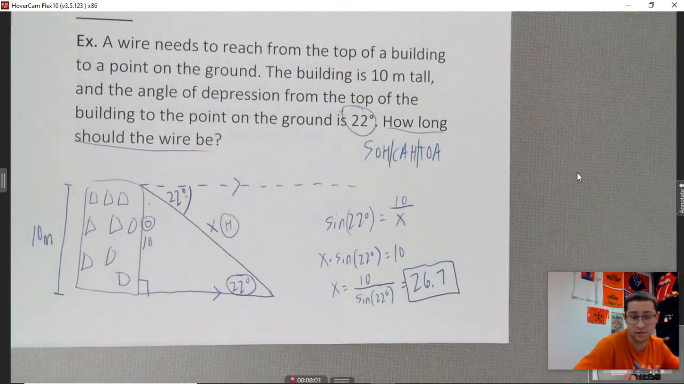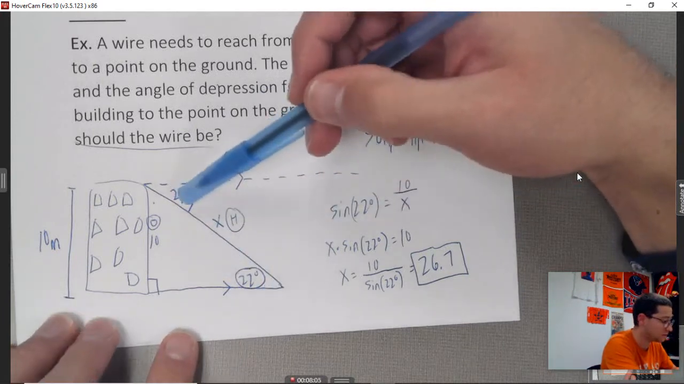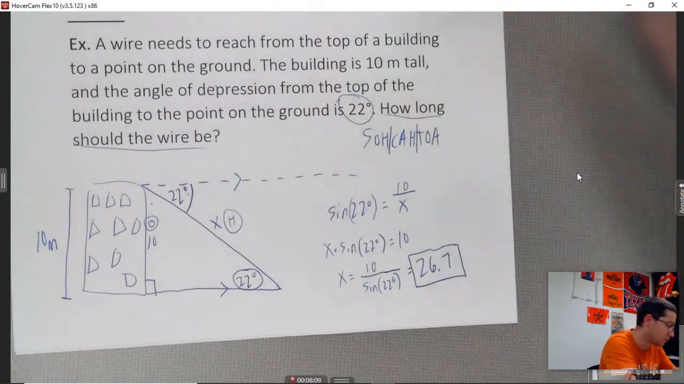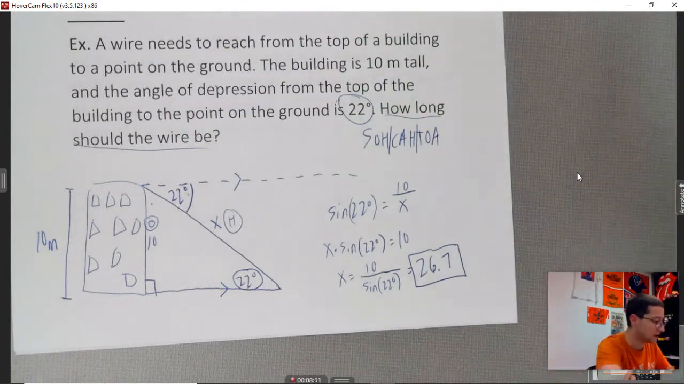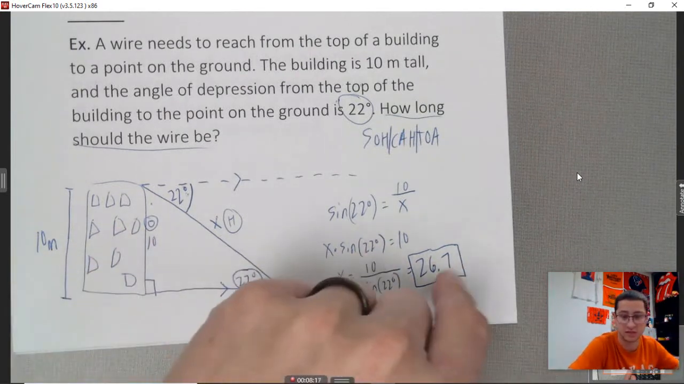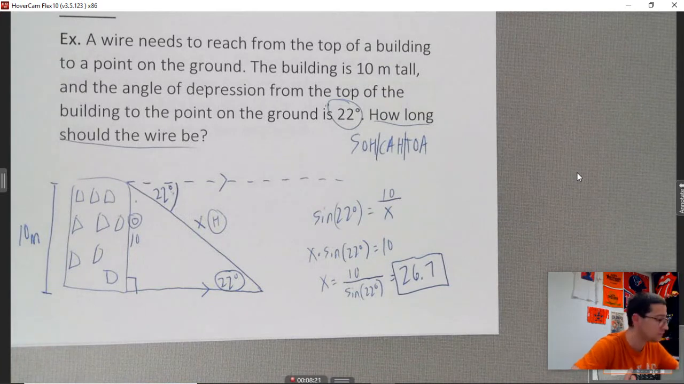So if you're trying to connect the top of the building, and all you had was the angle of depression here, which we converted to an angle of elevation, we've now got the picture, and we drew everything, and we end up with 26.7, sorry, 26.7 meters. It's in meters because this is a side length. That's how long the wire should be. Cool.